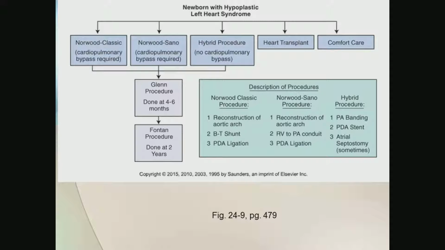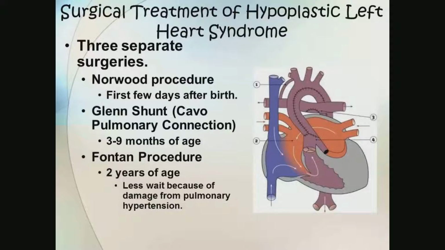This is out of your text talking about the different corrective mechanisms. And we'll talk about the Norwood, the Glenn, and the Fontan as we go through. There are 3 separate surgeries, so these are kids that we see coming back time and time again. The Norwood procedure is the very first one, and that's done right after birth, as quickly as possible, because we want to be able to create a mechanism by which blood flow goes to the systemic circulation more effectively. Again, the PDA is maintained open through the use of prostaglandins.